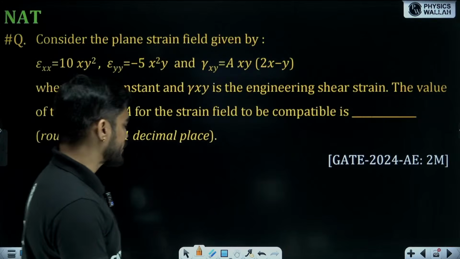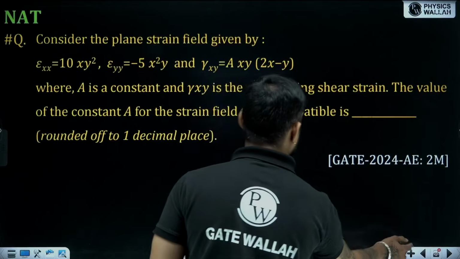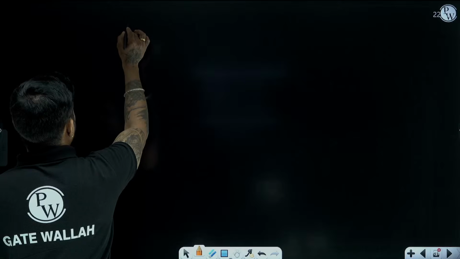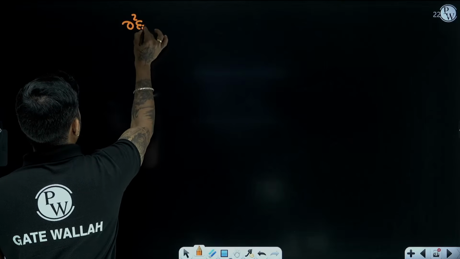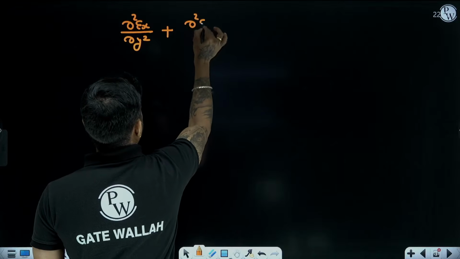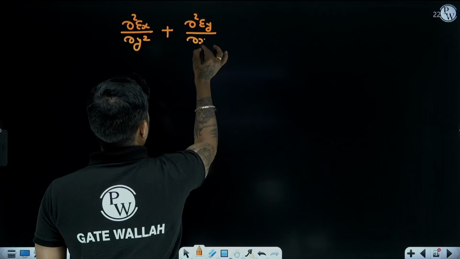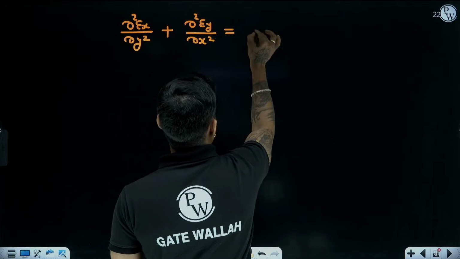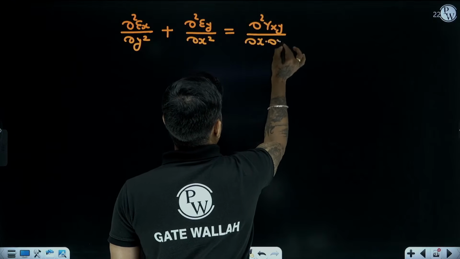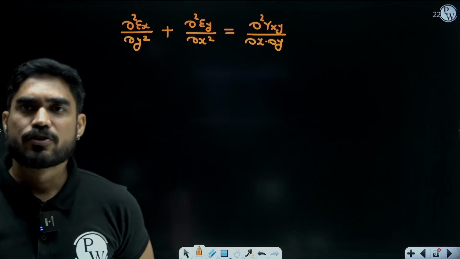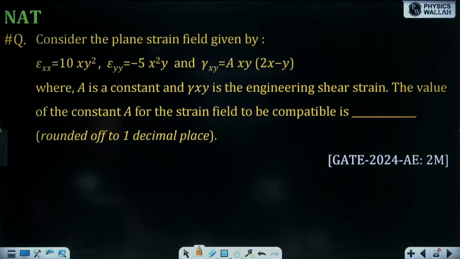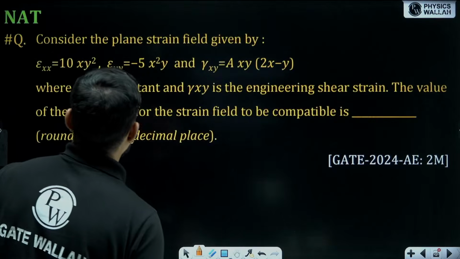Okay, what is the strain compatibility equation? Do you guys remember? What is the strain compatibility equation? Strain compatibility equation is dou square epsilon x by dou y square plus dou square epsilon y by dou x square equal to dou square gamma xy by dou x into dou y. So you need to put the values in this equation and you will get the value of A.